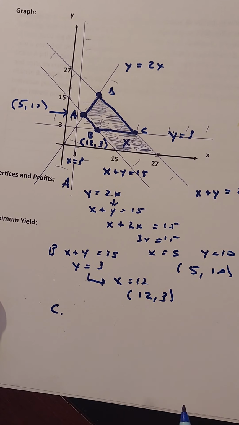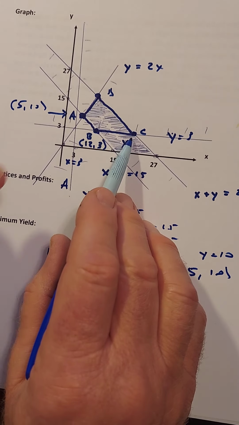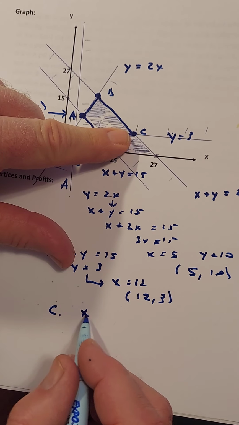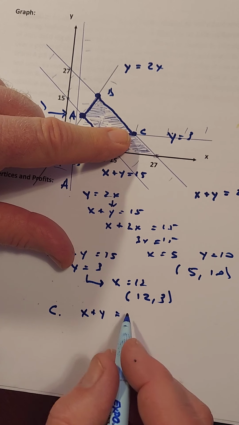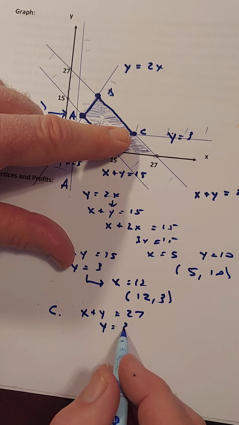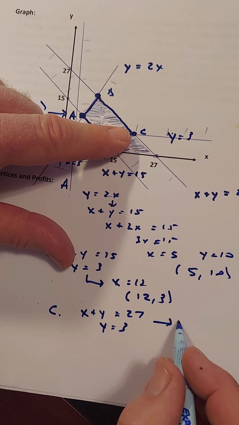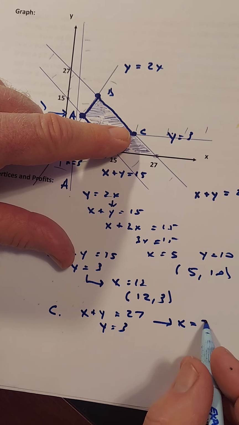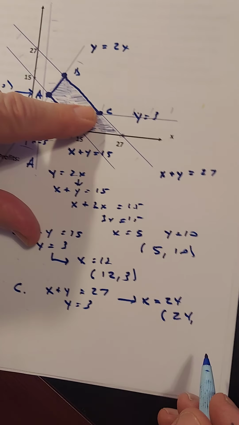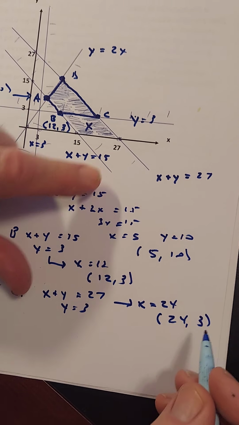Okay, point C. Point C is over here. That's the intersection of this line, which is x plus y equals 27, and again, y equals 3. So we can easily look at that and say, well, x would have to be 24. So this point would be (24, 3).